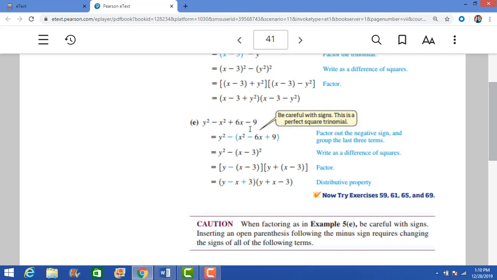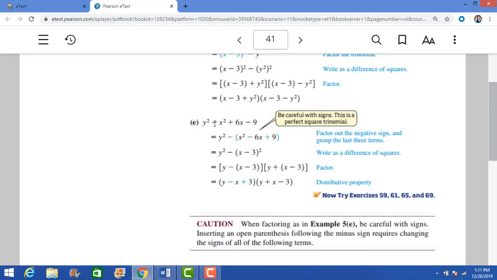Okay, so again, this is a perfect square. Now notice that there's a y here and there's two x's. So what we're going to do is separate the y out and keep this here. Since this is a negative, we're going to factor out a -1 from this whole thing. So that means this is going to become a positive x squared minus 6x plus 9. Okay, so now we've got y squared minus this whole thing.